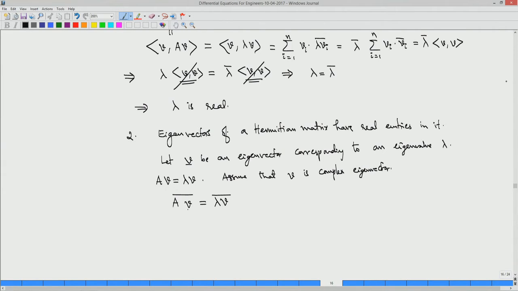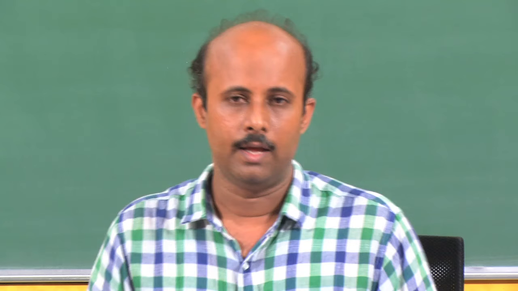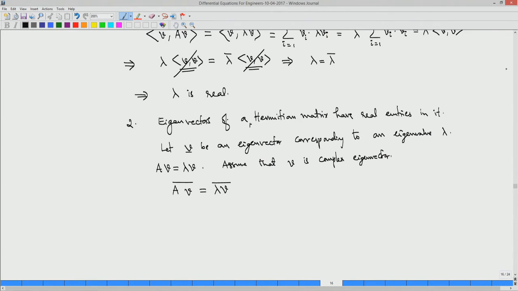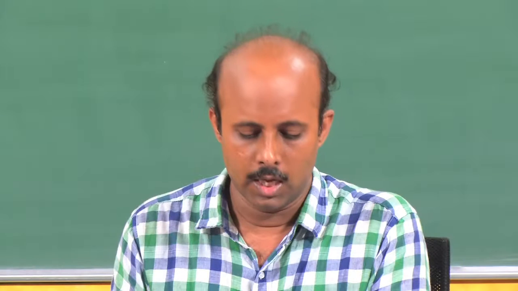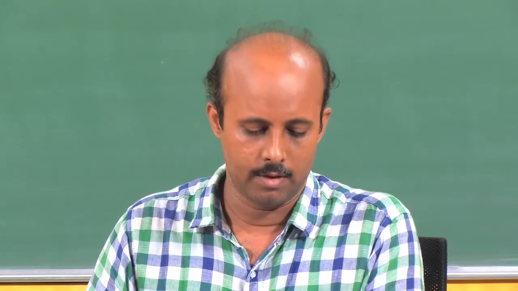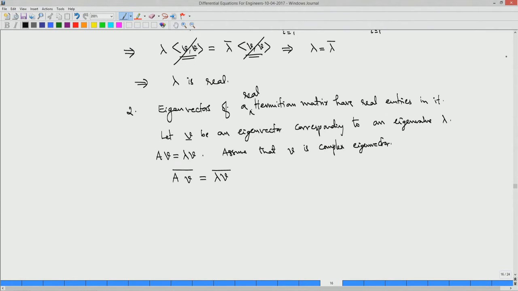If you take a bar, I know that A is having real entries. So you consider all the matrices with real entries that are symmetric, that is, a real Hermitian matrix. This property is not true if A has complex entries. For a symmetric matrix, you consider all the eigenvectors. If an eigenvector is complex, you can actually make it real; that is what we are showing. So eigenvectors of a real symmetric matrix can be chosen to have real entries.